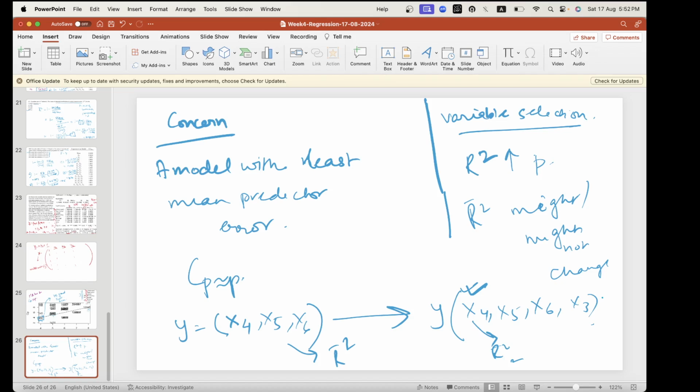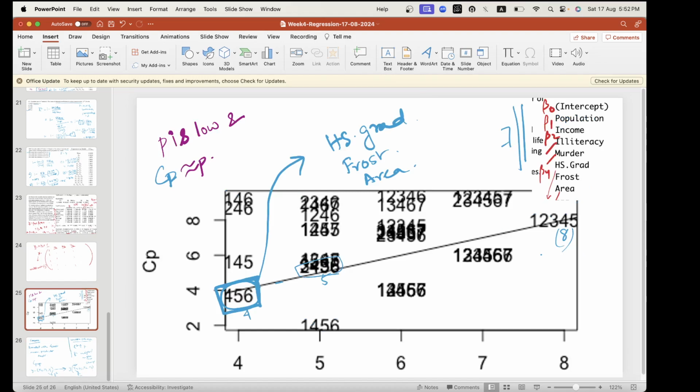Okay. So, just to show you how this Cp versus p plot looks like. Maybe from this plot, if we have to conclude, then probably this is the best model.